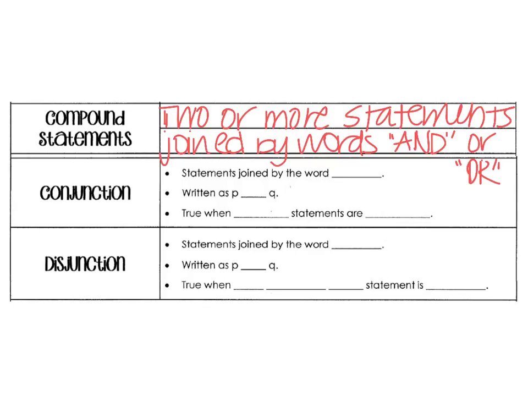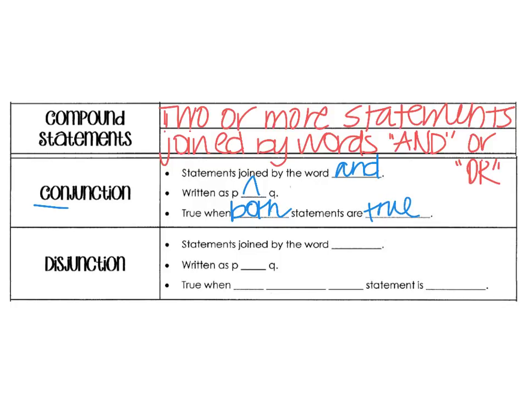Now, when we're talking about a conjunction, a conjunction is statements joined by the word and. It's written as P and Q. Alright, so the little up caret means the conjunction of P and Q. So this is true when both statements are true. Alright, so a conjunction is only true when both statements are true.